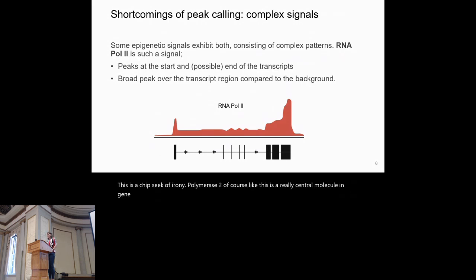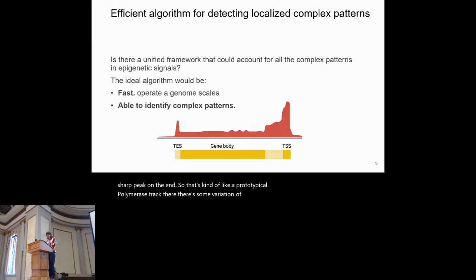We want to understand what it's doing, where it's located, and why it has a certain concentration in the genome. But it has a really complex pattern. You often see a pretty sharp peak at the start of a gene. There's maybe a broader peak near the start of the gene, then a very long, what I would call broad peak that covers the entire gene. Maybe then there's another sharp peak at the end. So that's a prototypical polymerase track. There's some variation, of course.